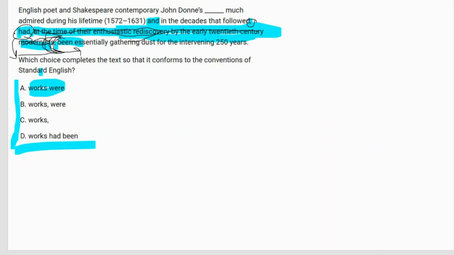So what can we do? Can we cut the comma? No, we can't cut the comma. They didn't give us this option. So what can we do? We can do something more. Yeah, we can do something more.